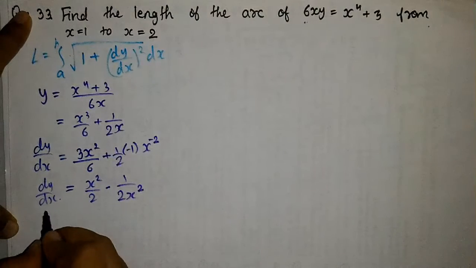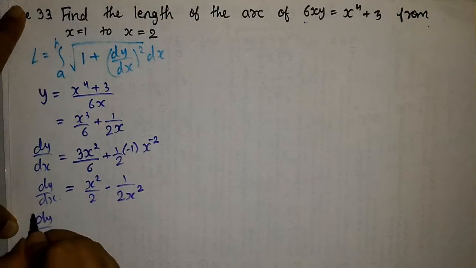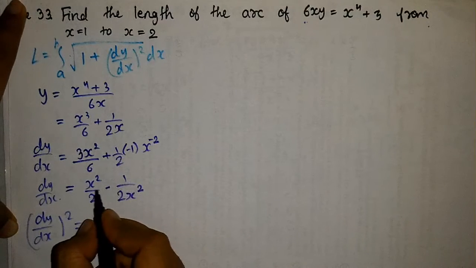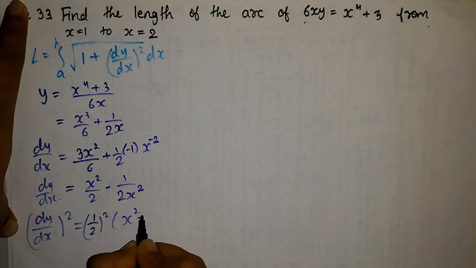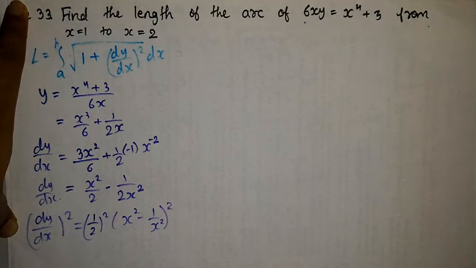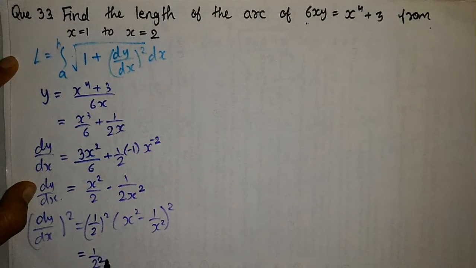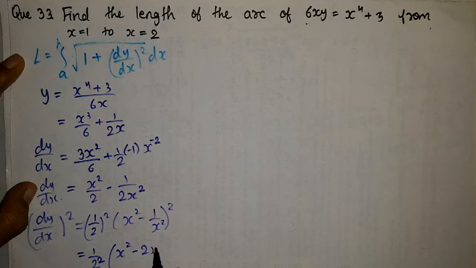Now find (dy/dx) whole square. Let's take out 1/2 outside. So (dy/dx)^2 = (1/2)^2 into (x^2 - 1/x^2) whole square. Solving this term using a minus b whole square, which is a square minus 2ab plus b square, we get x^2 squared, minus 2 into x^2 into 1/x^2, plus 1/x^2 squared.